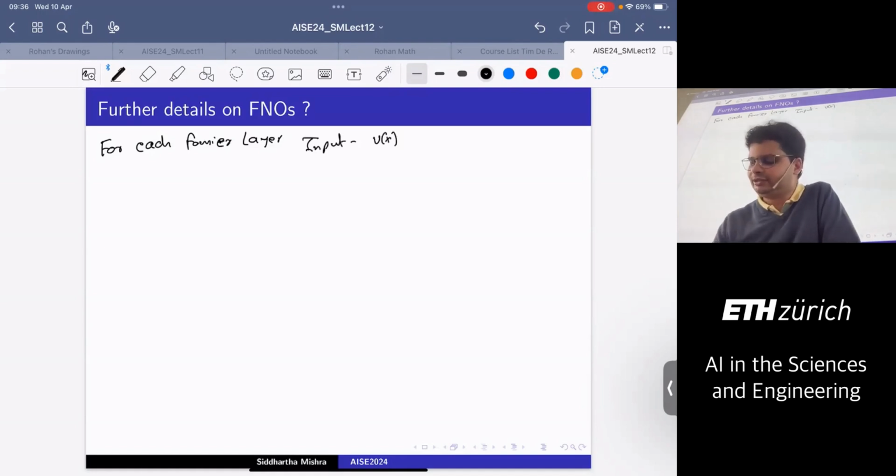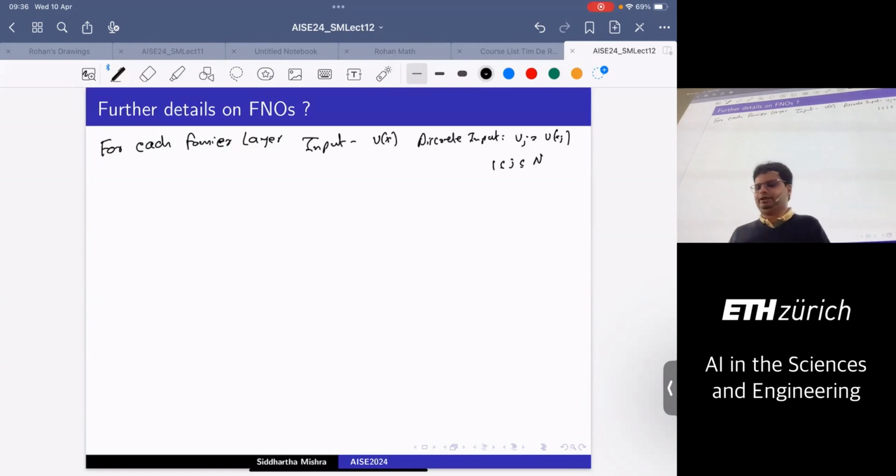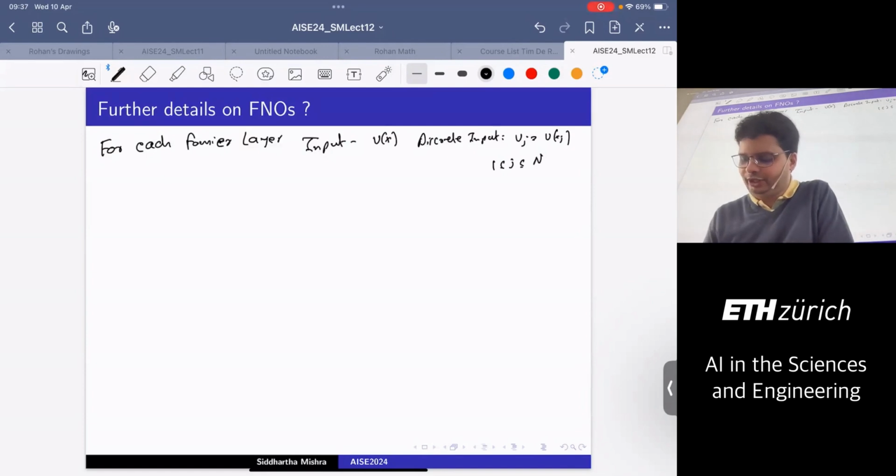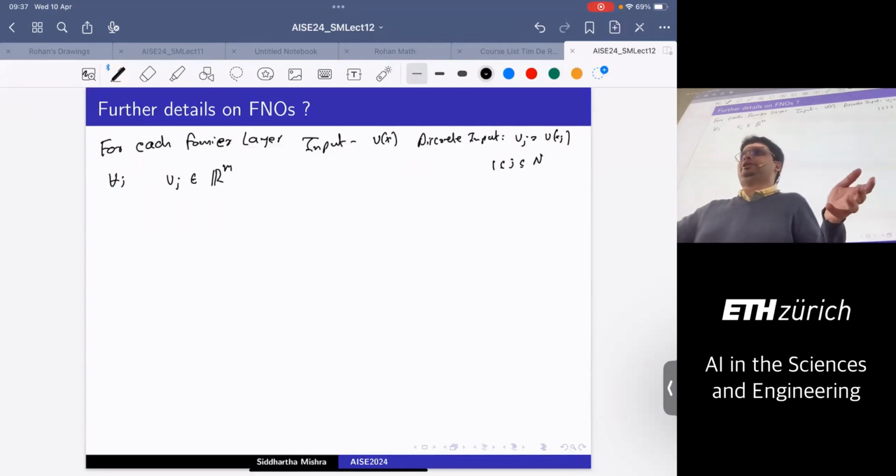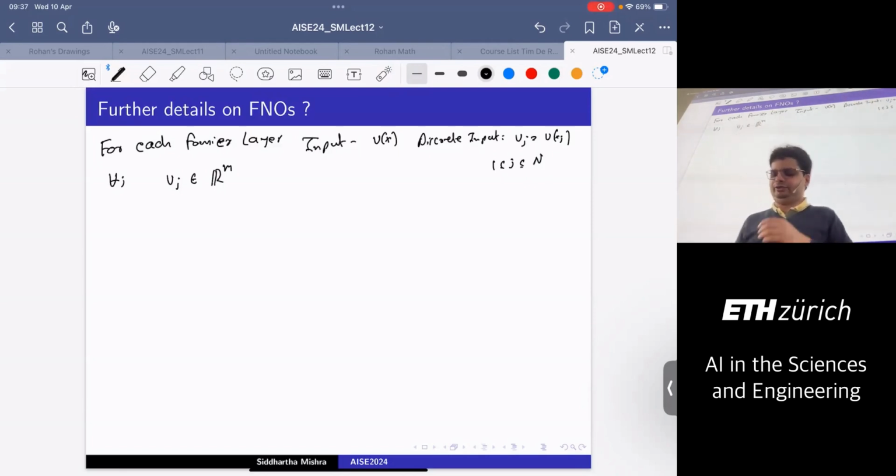But in reality, I have a discrete input, which is Vj, which is P of xj, and this j runs from 1 to capital N. So these are points on the grid, because at the end of the day, we have to work with points on the grid. There's no escape from that. And remember that for each j, Vj could be complex valued, but let's keep things simple and say it's real valued. This is in R^m. R^m is this high dimensional feature space. So I have lifted to this high dimensional feature space, and I'm processing along it.